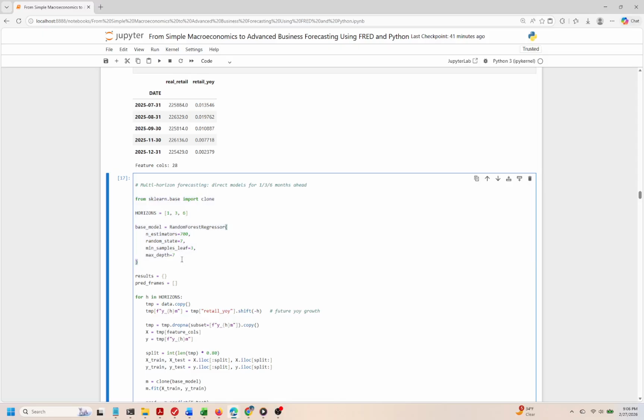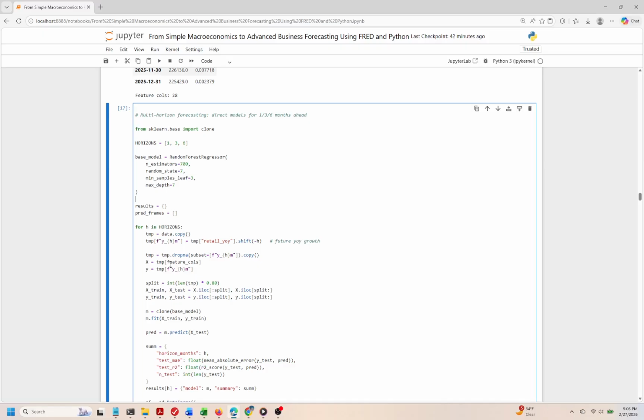Inside a loop, we iterate through each horizon, creating a temporary data frame that holds our original data, but augmented with a new column representing future values of retail growth, specifically shifted to account for our forecasting goal. It's crucial to handle any missing values effectively, so we drop any rows that don't contain these future values, ensuring that our dataset remains clean and usable. Next, we separate our features and target variable, preparing for model training.